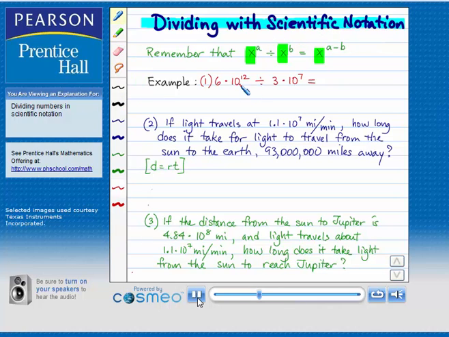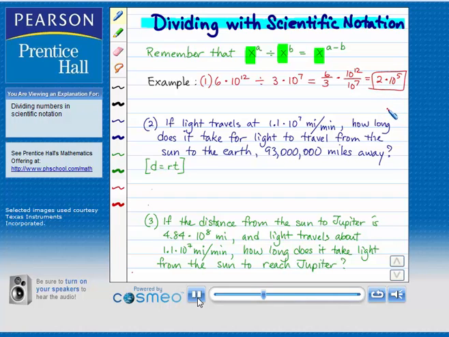Alright, so if you had two numbers in scientific notation, 6 times 10 to the 12th divided by 3 times 10 to the 7th, I can do 6 divided by 3 times 10 to the 12th divided by 10 to the 7th, and I can do each portion independently. So 6 divided by 3, that's 2. 10 to the 12th divided by 10 to the 7th, I subtract exponents. 12 minus 7 is 5, so the result would be 2 times 10 to the 5th.